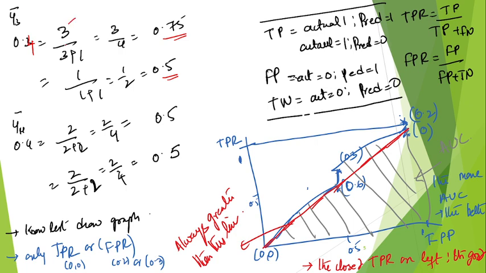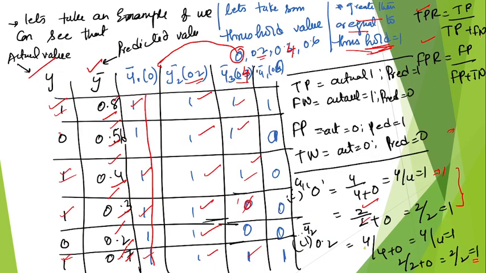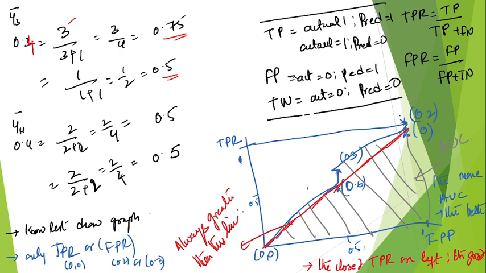And what is FP? FN is actual 1, predicted 0. Where is it? Actual 1, predicted 0. So we have got these values: this is 0.75 and this is 0.5.